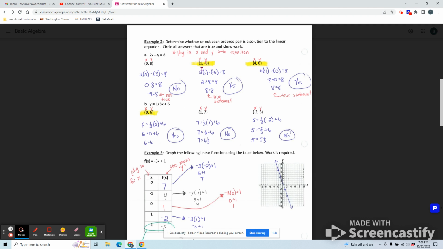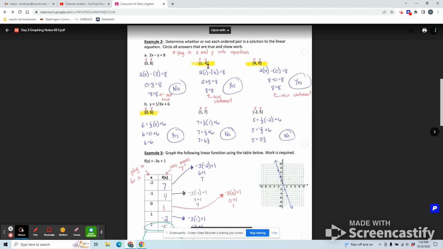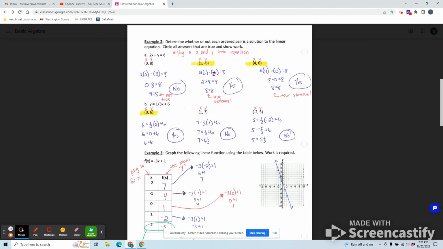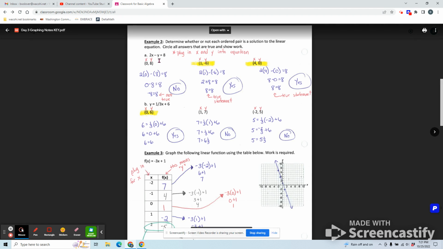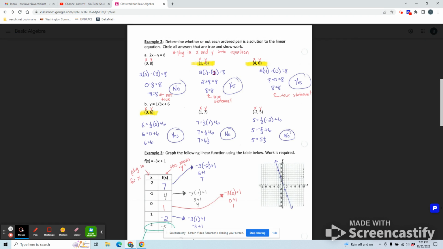It's not true. Now over here I have 1 and -6. So I'm taking 1 where I see x, plugging it in, and plugging in -6 where I see y. Now if I go back to the original equation, it says 2x minus y. So 2 times 1 minus, and then y happens to be a negative. So minus is what's in my equation, and then my y value is -6. That's why there's 2 negatives there. So a minus negative becomes that positive, which is why I end up saying 2 plus 8.